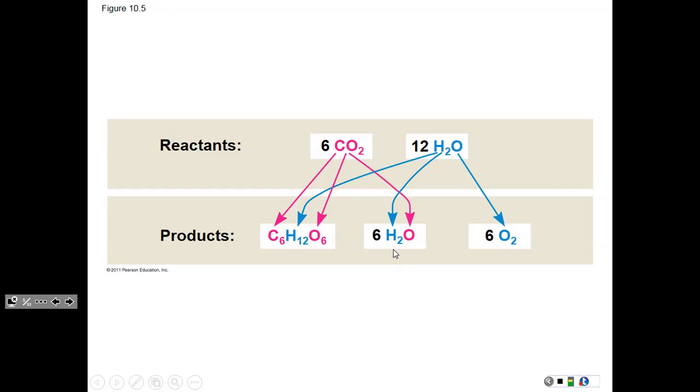So there's a net consumption of 6 waters. You started with 12. You end up with 6. You've consumed 6 along the way. And you make 6 oxygen gas molecules. So that's looking at the chemistry of what's playing out here in a very high-level sort of way.